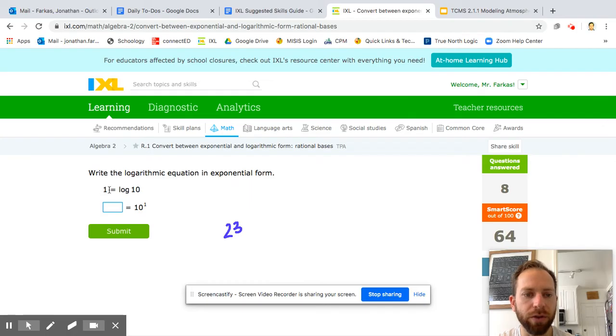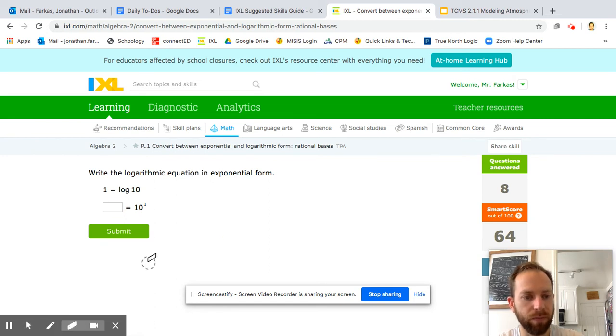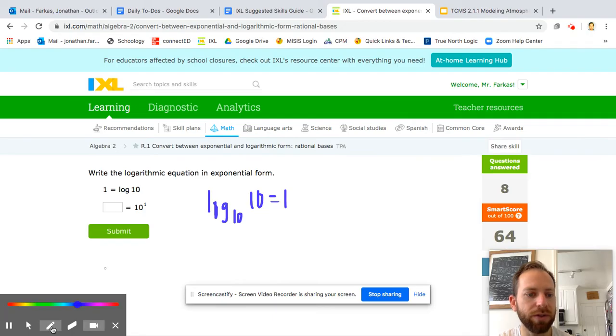And here's just putting those ideas together, right? This is just writing it backwards. So I would recommend to write this how you're used to it. So log, since there's no base, we put a 10, log base 10 of 10 equals 1, right? And this is just telling us 10 to the power of 1 equals 10. So here's 10 to the power of 1 equals 10.